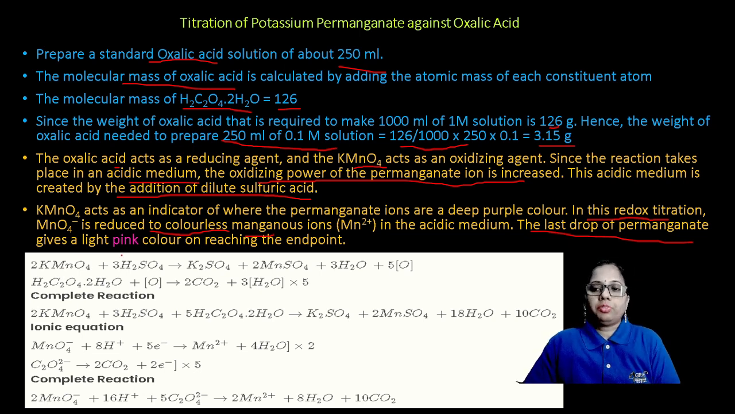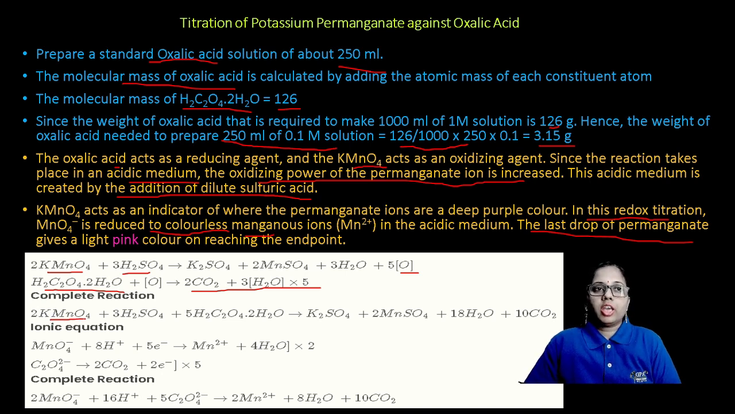If you see the chemical reaction taking place, KMnO4, 2 moles, is going to react with 3 moles of H2SO4, forming K2SO4 and MnSO4. This is the first reaction that takes place. Afterwards the oxalic acid is going to react with the oxygen liberated, forming CO2 and water.